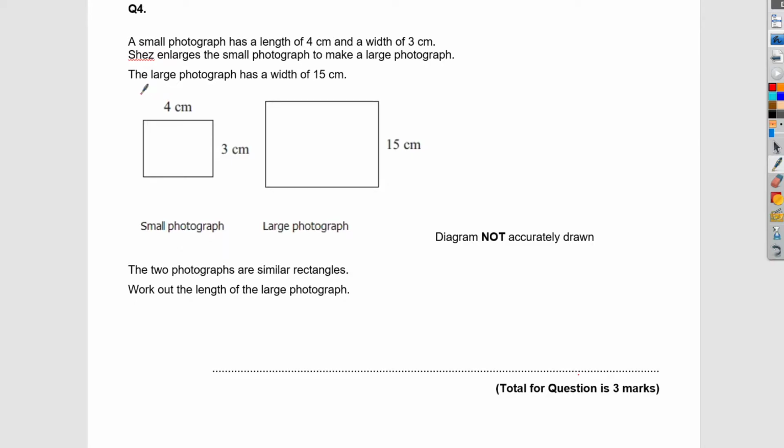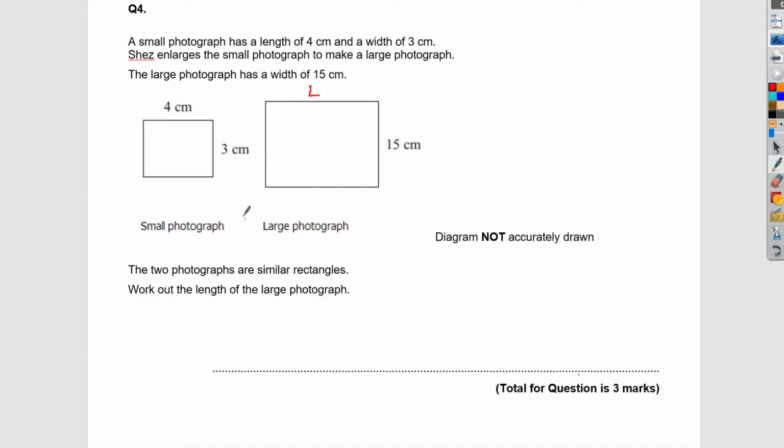A small photograph has a length of 4 centimeters and a width of 3 centimeters. Shaz enlarges the small photograph to make a large photograph. The large photograph has a width of 15. So I'm assuming I'm going to find the length of this. The two photographs are similar. Work out the length of the large. So let's just call that length.